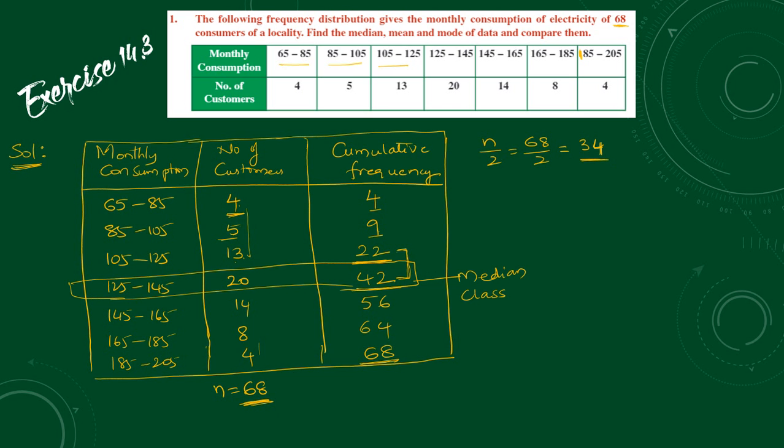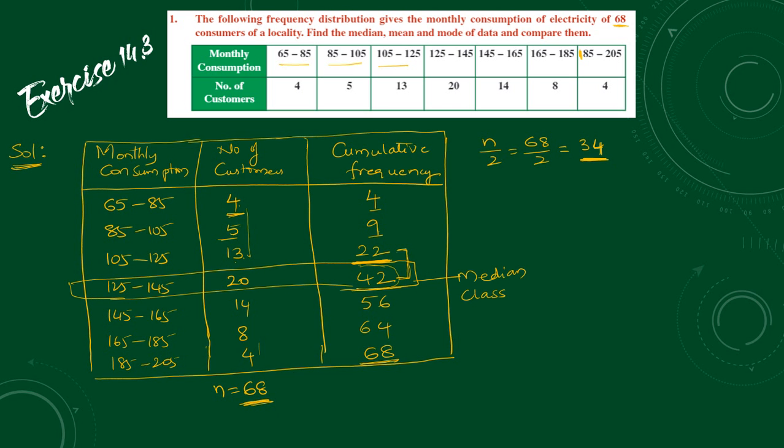Have you understood? So the center lies at 34. So the center value is 34. So 34 lies in between 22 and 42. But here till only 22 observations we are going to consider. That means the 34th observation will be present in this particular range. That means this is my median class.